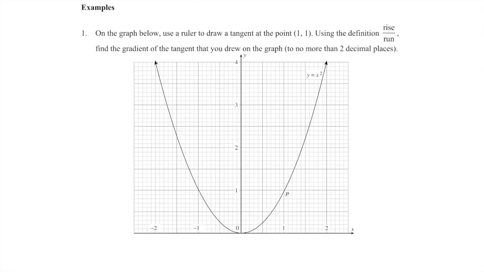So, let's actually talk about what we're going to do here. On the graph below, and we can see the graph below as a graph of y equals x squared, we're going to use a ruler to draw the tangent at the point 1, 1. Now, I'm not going to use a ruler, I'm just going to freehand it. You need to use a ruler. I go to the point 1, 1, which is there. If I draw a tangent in, I'm going to say my tangent, I think, is pretty much something like this.